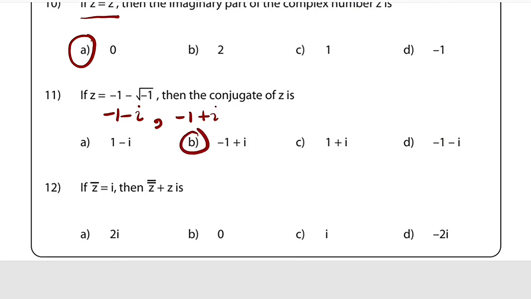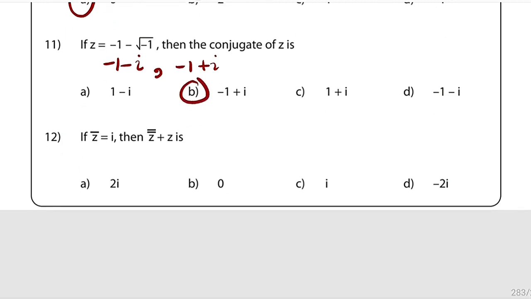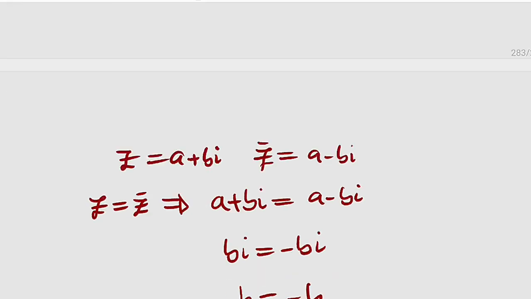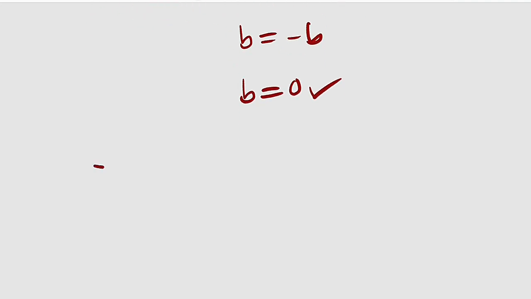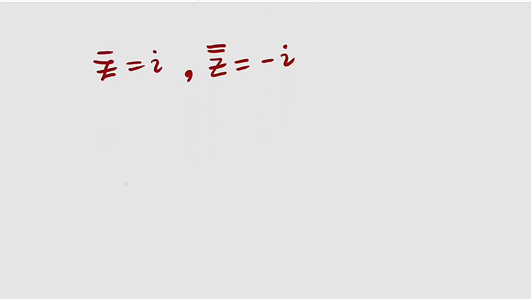Then the last question, we are given a conjugate as i. Then the conjugate of a conjugate plus the complex number is what? That is the question. Let me do it down here. We are given the conjugate as i. Then if you reconjugate it, conjugate of the conjugate will give us negative i. And remember that conjugate of a conjugate is equal to the complex number. Let me do it down here before I come back.